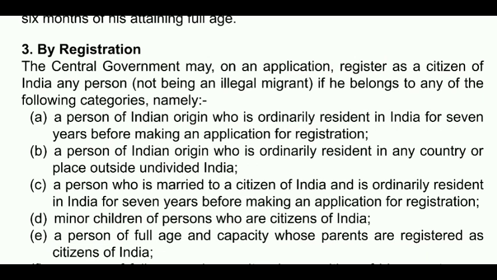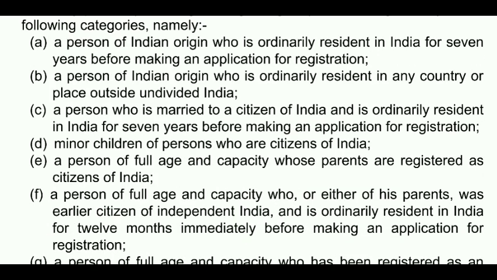Third, by registration. The central government may on an application register as a citizen of India any person, not being an illegal migrant, if he belongs to any of the following categories, namely, a person of Indian origin who is ordinarily resident in India for 7 years before making an application for registration. A person of Indian origin who is ordinarily resident in any country or place outside undivided India. A person who is married to a citizen of India and is ordinarily resident in India for 7 years before making an application for registration.